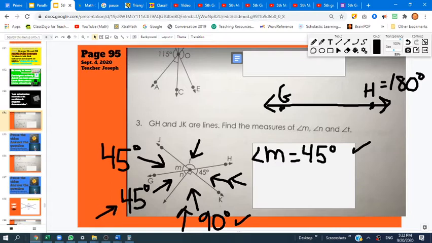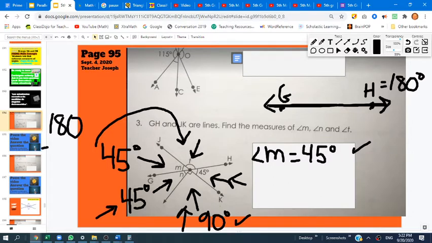Angle T. Well, we can add up all of the angles and then subtract from 360 because that would be a complete circle. Or what we could do is we could subtract, since this is a line right here, I said GH was a line, we can subtract 45 from 180 to get that angle measurement that is missing, okay? So let me actually do that. 180 minus 45.